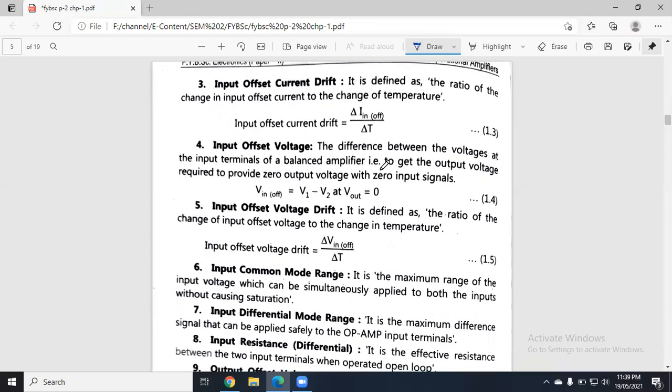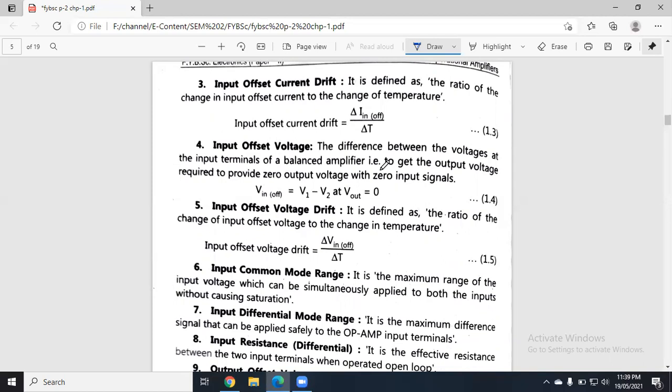All right. So next one is your input offset voltage. What is input offset voltage? It is the difference between voltage at the input terminals of a balanced amplifier required to provide zero output voltage with zero input signal. Consider, suppose we are not giving any kind of input, right? So at that time, your output should be zero, or whatever input you are providing at the V1 and V2 terminals, the difference of them should be equal to 0.